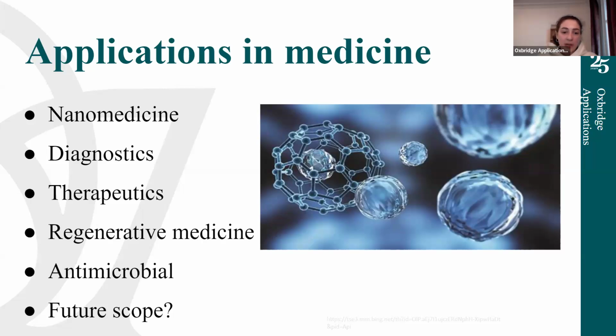Might also be used as biosensors. So nanosensors can detect disease biomarkers quickly and accurately. One example is gold nanoparticles, which are used in rapid tests for diseases like COVID-19. These tests are kind of similar to pregnancy tests, for example. So it's a similar concept.